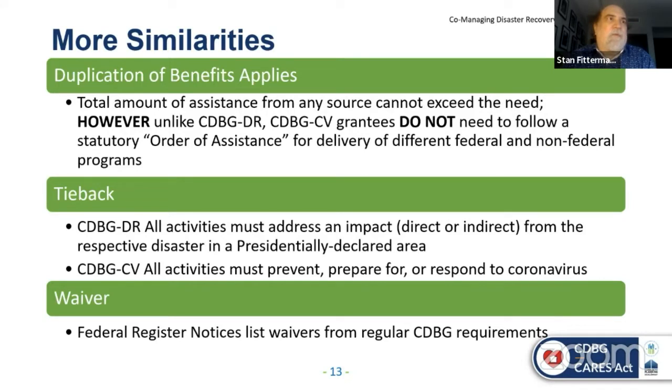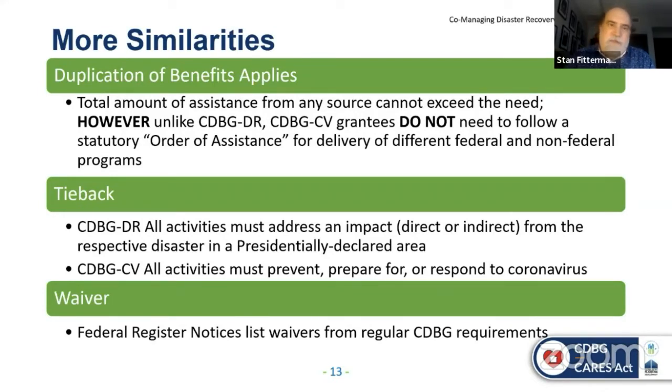All right, so more similarities. So both have duplication of benefits applies. Duplication of benefits, if you missed the session this morning that Jennifer Alpha and I did at 9 a.m., occurs when a person, household, business, government, or other entity receives assistance from multiple sources for the same purpose, for the same time frame, and the total assistance received is more than the need.